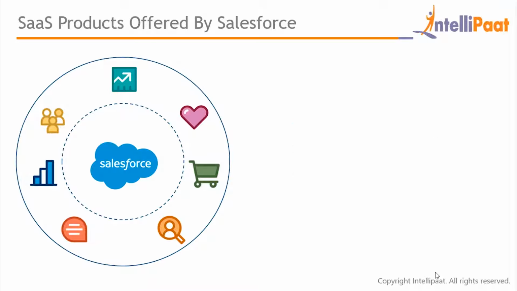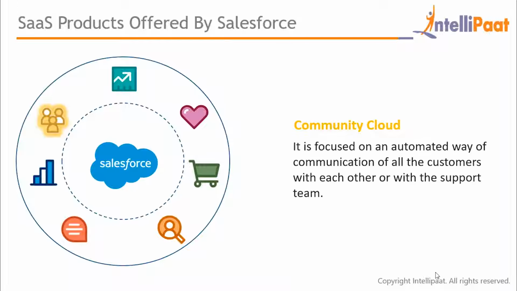Next is the Community Cloud. It is a social platform that is designed to connect and facilitate communication among an organization's employees, partners, and customers. Community Cloud is basically focused on an automated way of communication of all the customers with each other or with the support team. These were all the SaaS products which are offered by Salesforce.